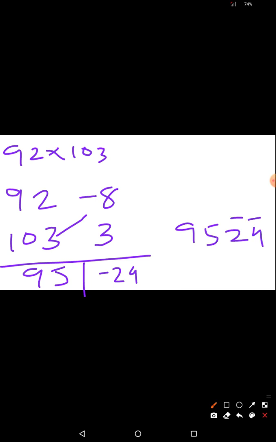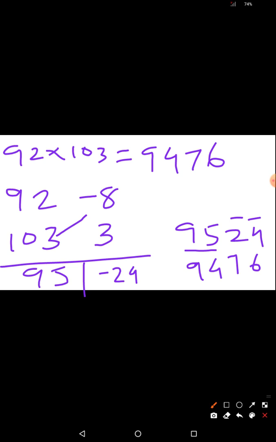Okay, now you have to remove the bar. For the last digit you have to subtract from 10. 10 minus 4, you will get 6. Then the next digit with a bar you have to subtract from 9. 9 minus 2, you will get 7. Now the remaining 95, so 95 minus 1, you will get 94. So 9476. So our 92 into 103, the answer is 9476.